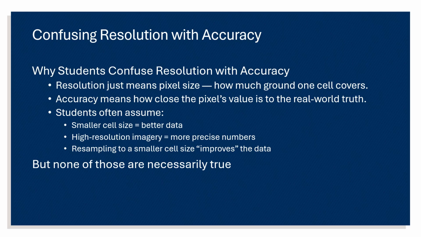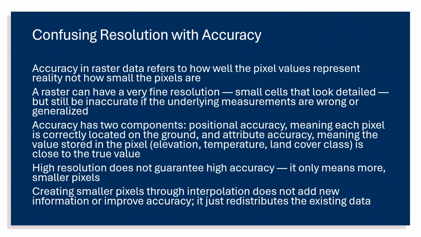But the truth is, none of these are necessarily true. Accuracy in raster data is really how well that pixel value represents reality, not how big or small the pixels are. Rasters can have a very fine resolution, in other words, really small cells that look detailed, but they could still be wrong. They could still be inaccurate. If the underlying measurements that were collected were wrong, if it was based on some remote sensing and somebody used a wrong calculation, if a sensor was out of alignment, if somebody missed a decimal on a GPS coordinate, any number of things can make it wrong.